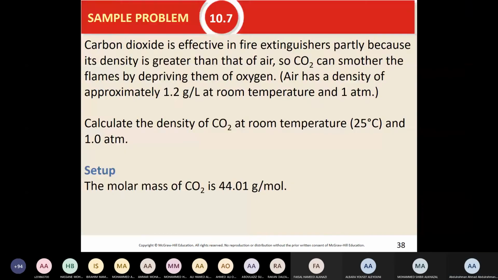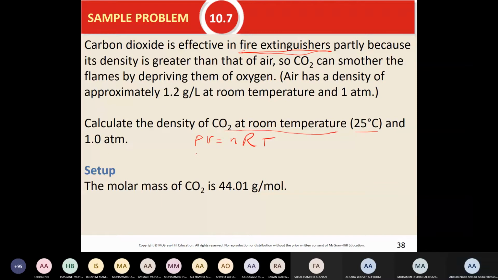Here, carbon dioxide is used as a fire extinguisher. You know what a fire extinguisher is? It kills fire, puts the fire off. The density is higher than air. Find the density of carbon dioxide gas. As I said, I don't want you to memorize the equation. I want you to memorize PV equals nRT. What's the density of CO2 at room temperature?